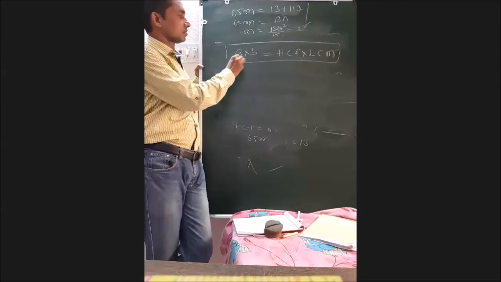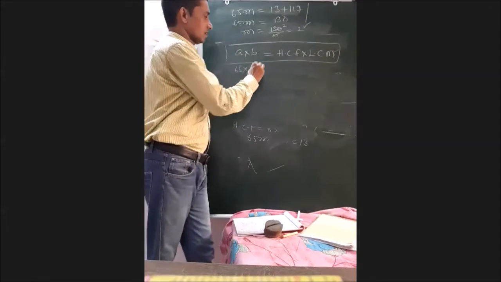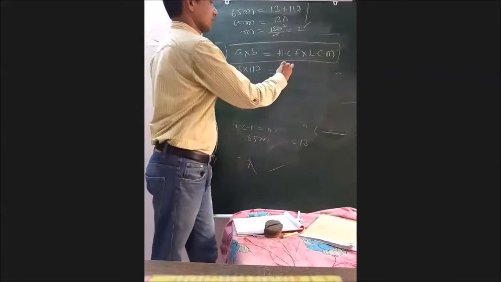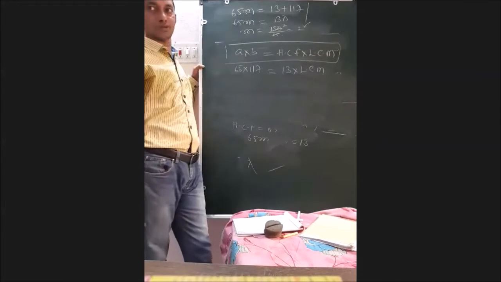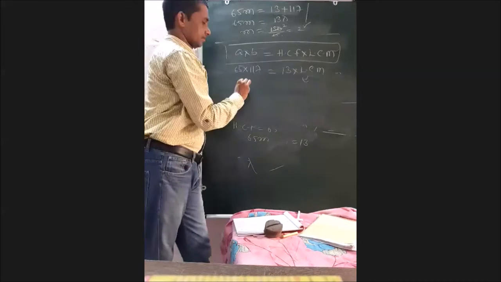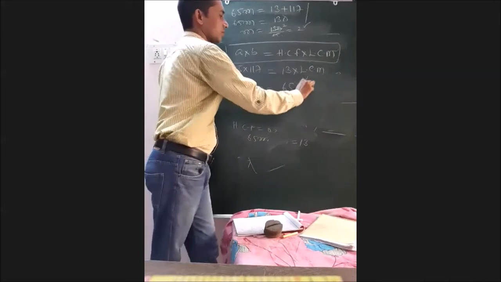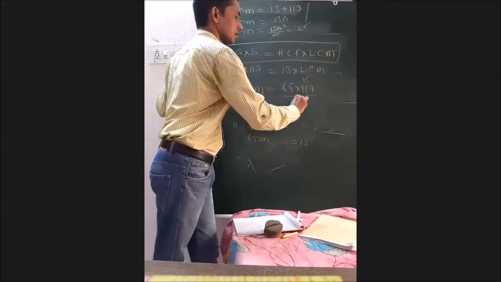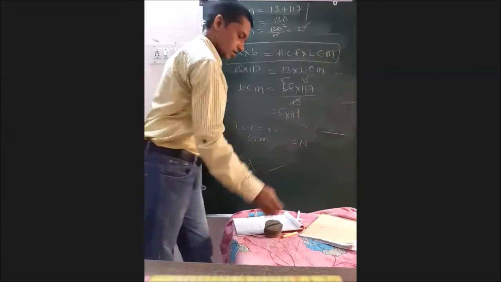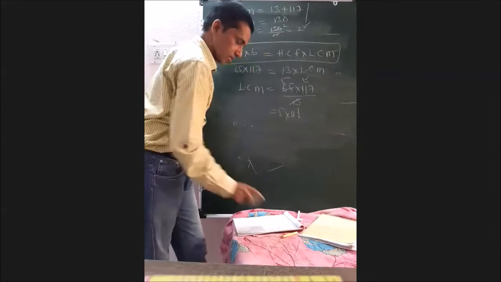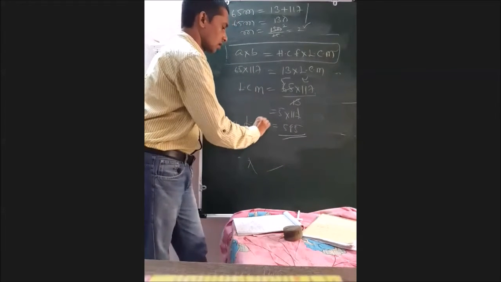Now, what are the two numbers? 65 and 117. What is the HCF? 13. You don't know the LCM. Just substitute the values you have. Then I need the LCM. LCM is equal to 65 into 117 by 13. 13 ones are 13, fives are 65. So now 5 into 117. You do the multiplication, then you will get 585.